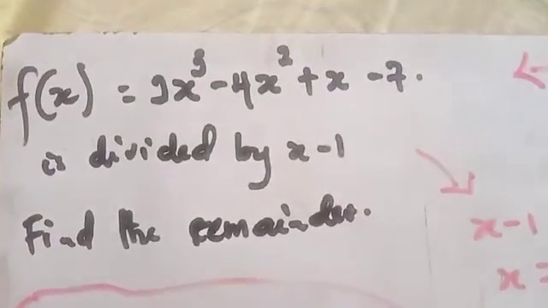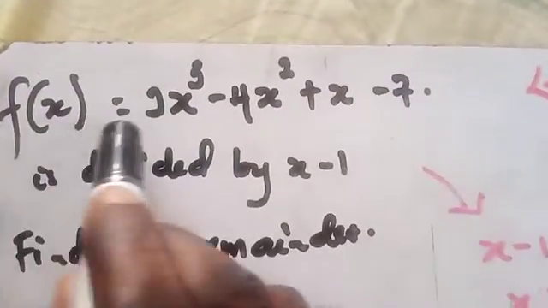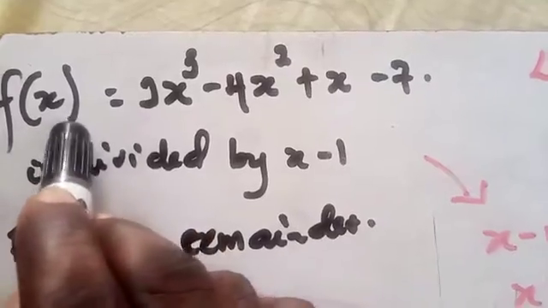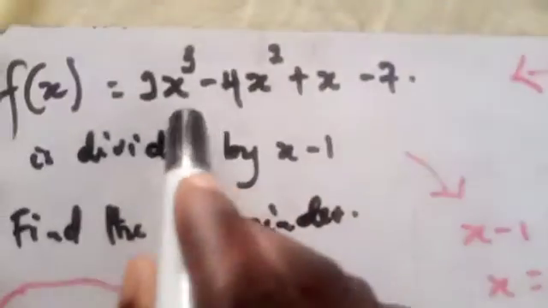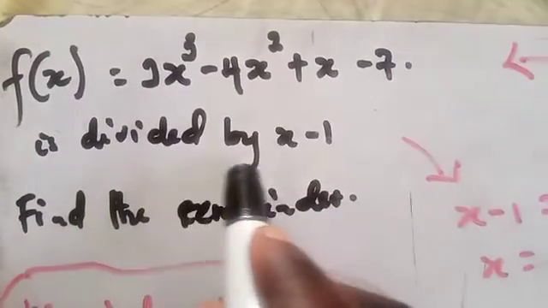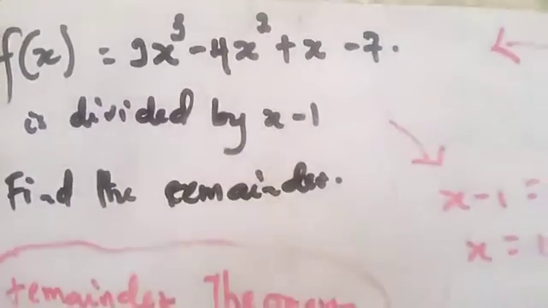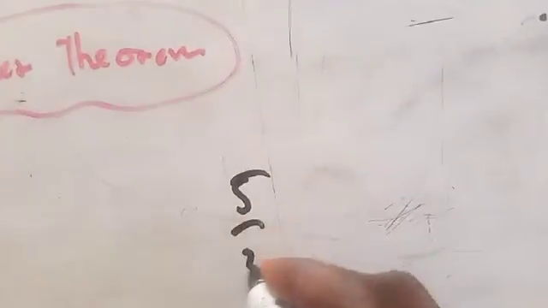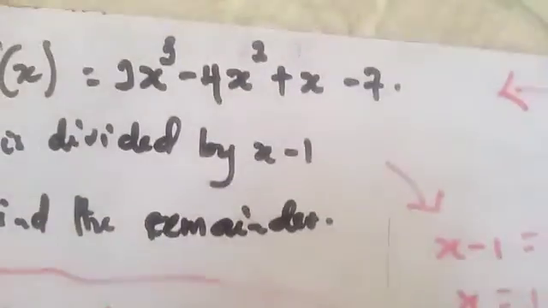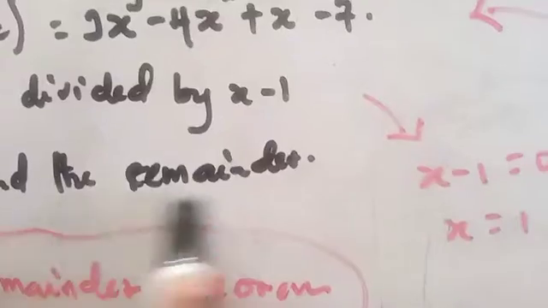The idea is that one of the questions is that you are given f(x) equal to everything that you are seeing here. Is that okay? And they say this is divided by what? By x minus 1, right? Just like the way you divide anything that you already know, so that can be 5 divided by 2 and so on. But here we are dealing with something that we call a polynomial, right? So this divided by this. They say find the remainder.